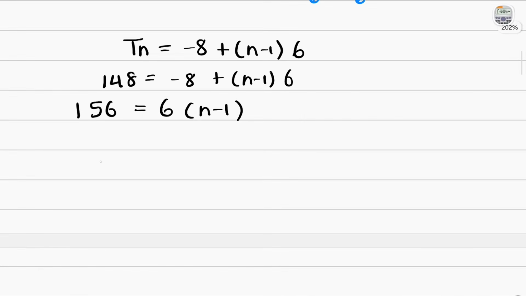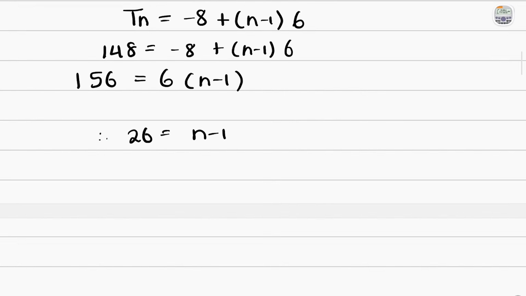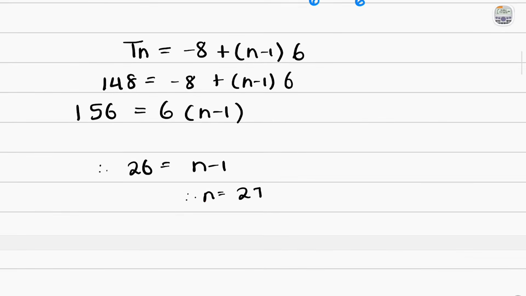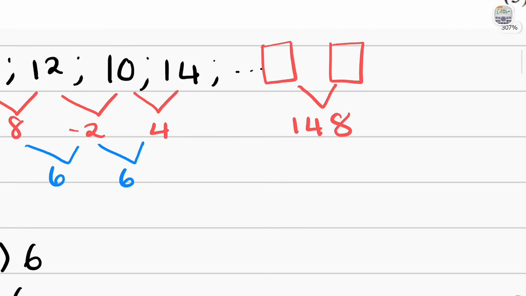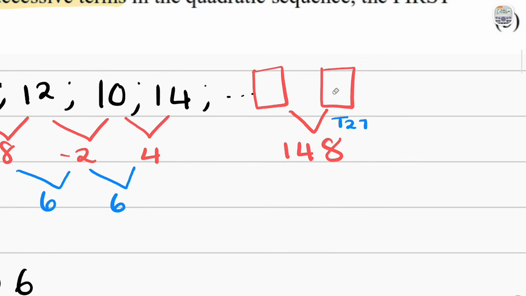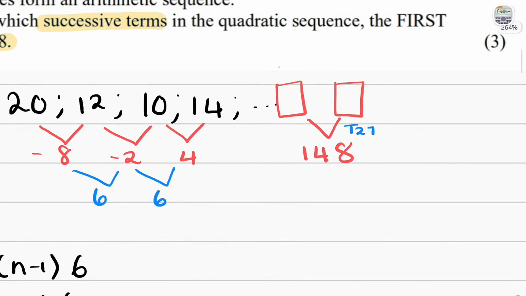So if you divide both sides by 6, we get 26 is equal to n minus 1. Transpose the 1, it's now plus 1. So n is equal to 27. So in the first differences, term 27 has a value of 148. So we found out what term number this is. If this is term 27, between which two terms would this lie? It will lie between term 27 and term 28.